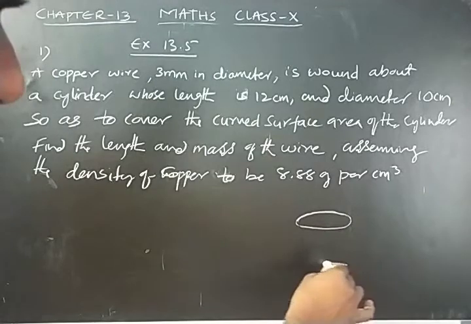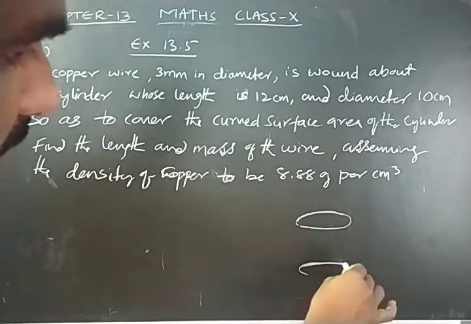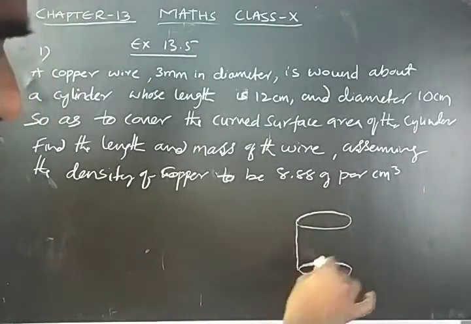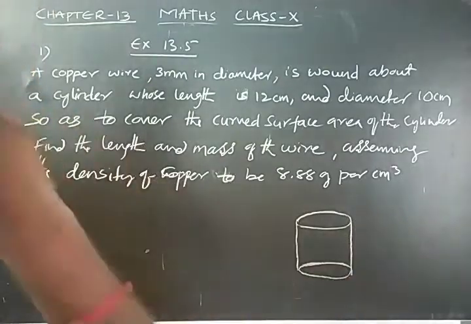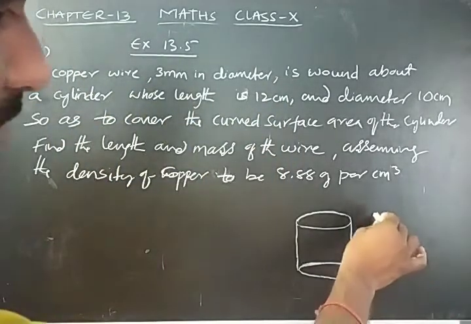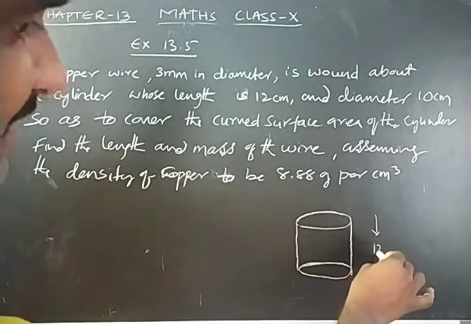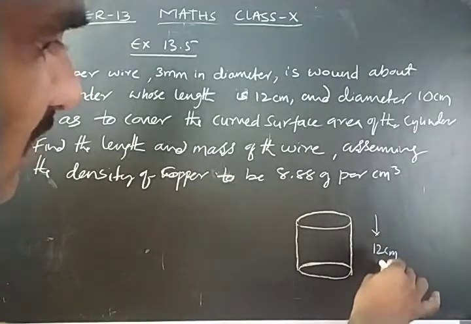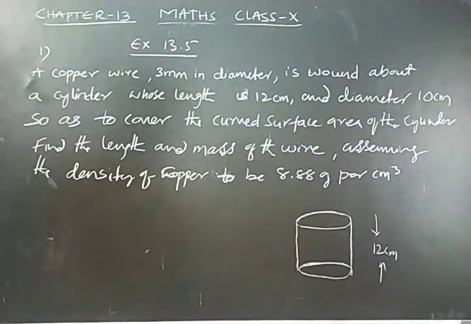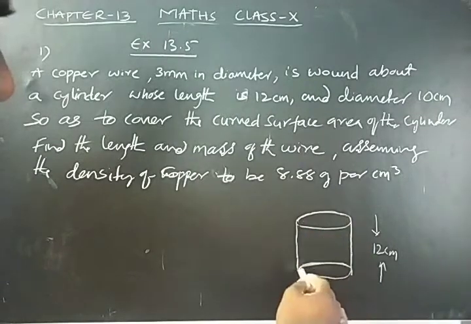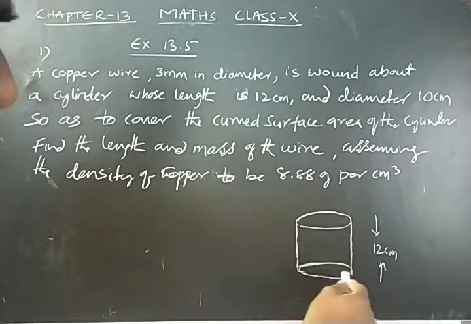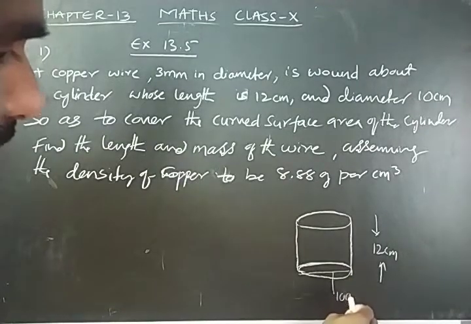According to the question, I am going to draw the figure. We have one cylinder whose length is 12 centimeters. So length is nothing but the height of the cylinder, 12 centimeters, and diameter. You can take the upper part or lower base of the cylinder. Its diameter is given. Its diameter is 10 centimeters.